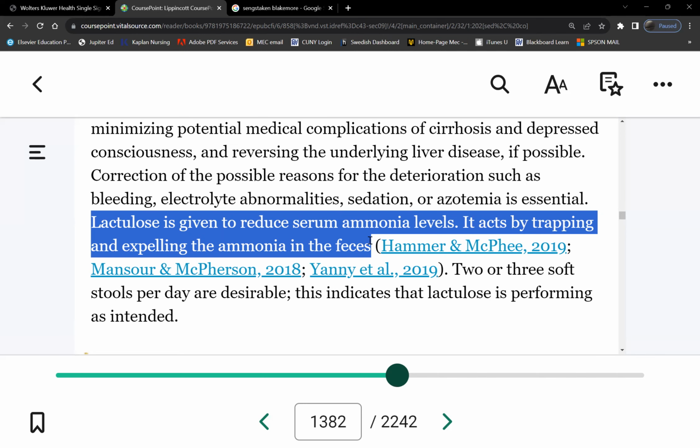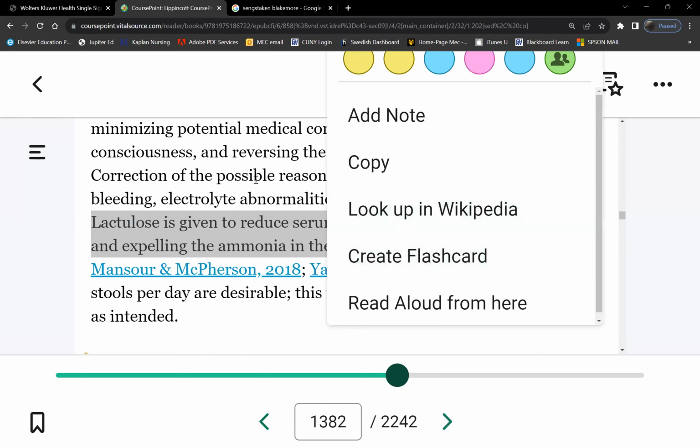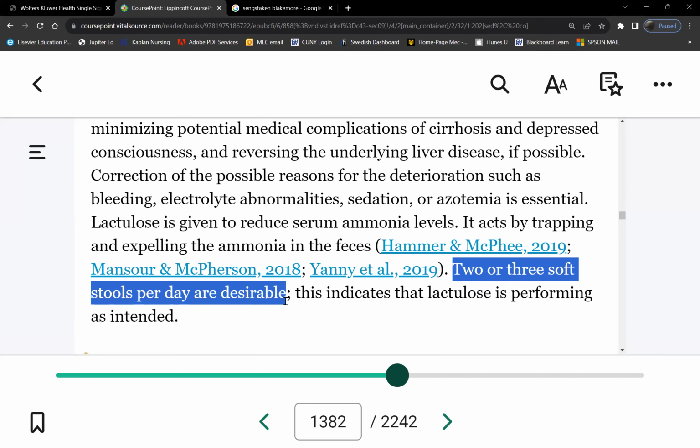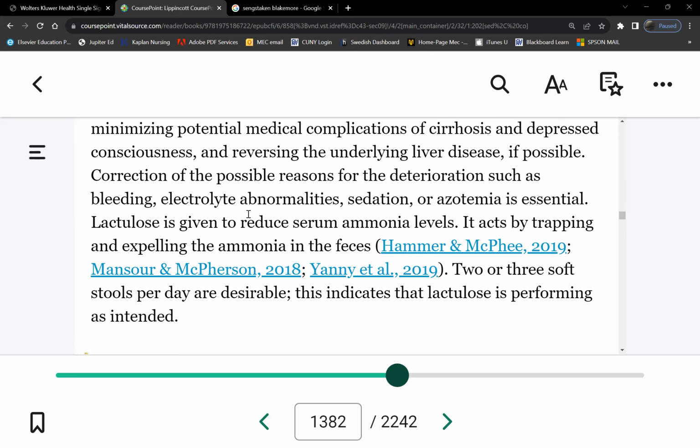Because remember, the liver is gone. So the only way we can get rid of ammonia is through the GI tract now. There's no other way to do it. So here, 2 to 3 soft, not diarrhea, because remember, these patients have fluid volume problems, so we can't have them having diarrhea either. So just enough.